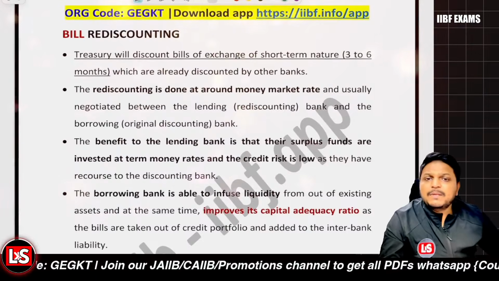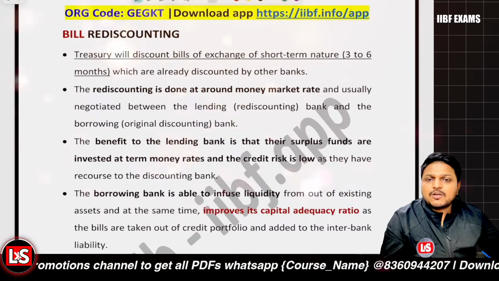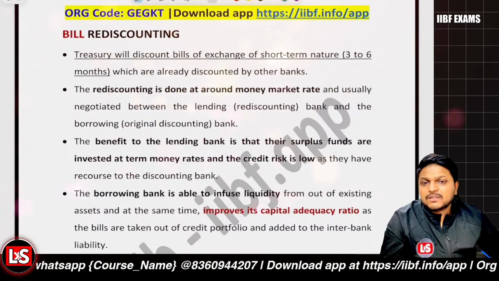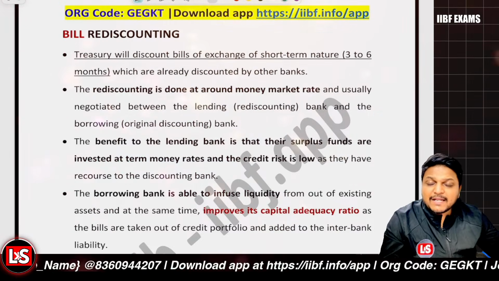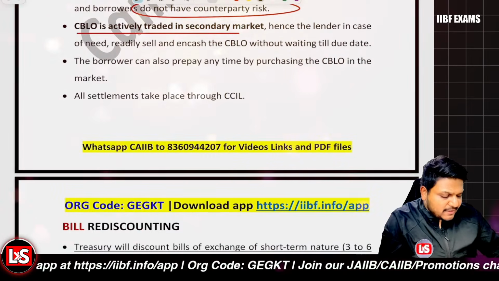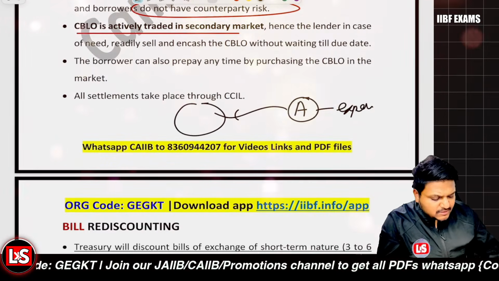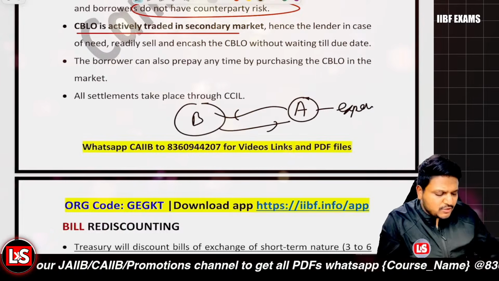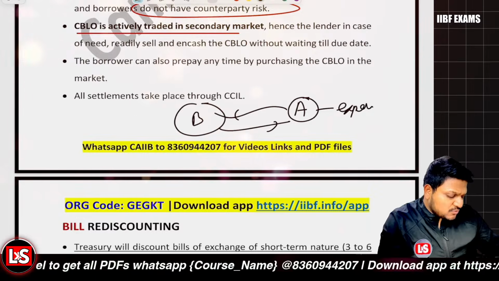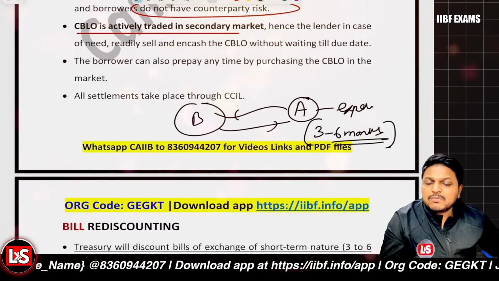After that, it's about bill rediscounting. The next topic that we are going to cover is bill rediscounting. Now, what is bill rediscounting? The treasury rediscounts a bill that has already been discounted by the bank. We have already covered this in a way: if bank A has discounted the exporter's bill, bank A forwards this discounted bill to bank B, and bank B discounts this bill again. That's basically bill rediscounting. It typically ranges from 3 months to 6 months.